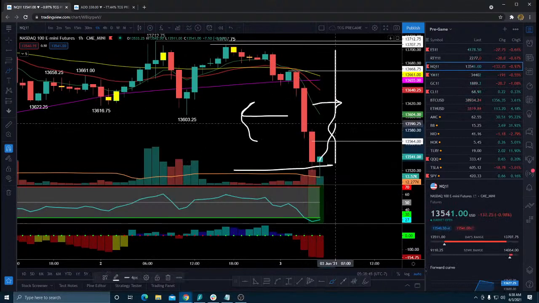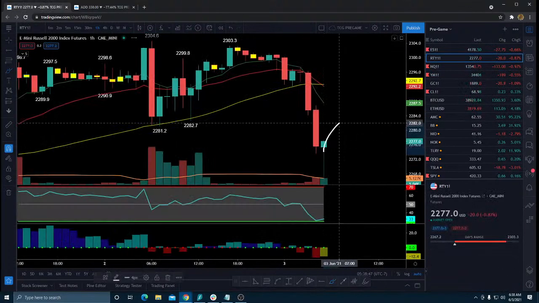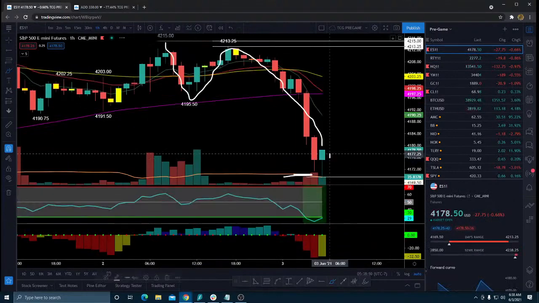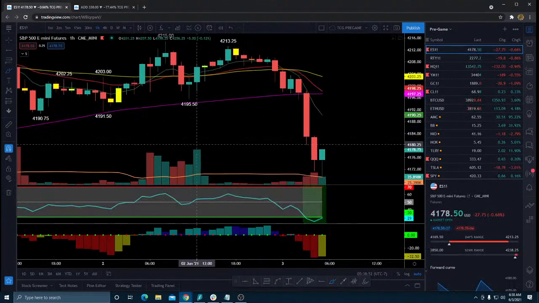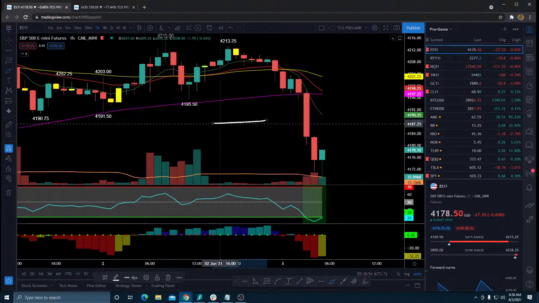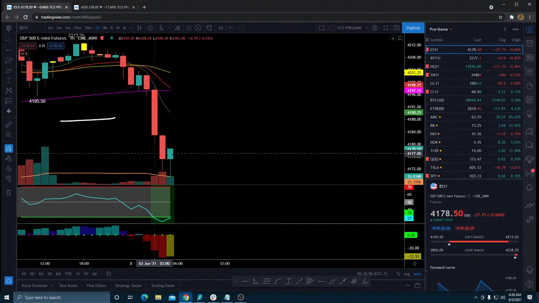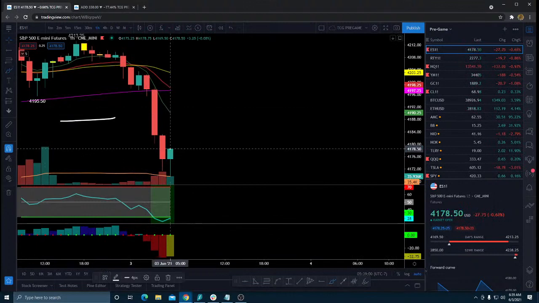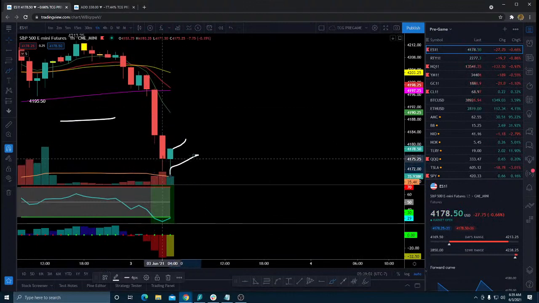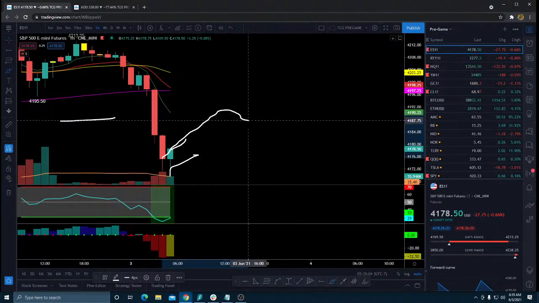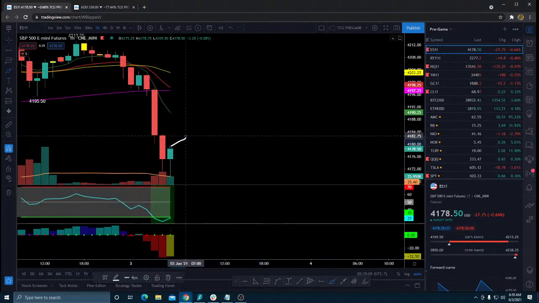NASDAQ, lower high. RTY, lower high. ES, lower high. The question on ES is, are we going to get a bear flag? Or are we going to get an EQ, a nice size bounce, come back, get a higher low? Is that the scenario? Or are we going to get a bear flag?